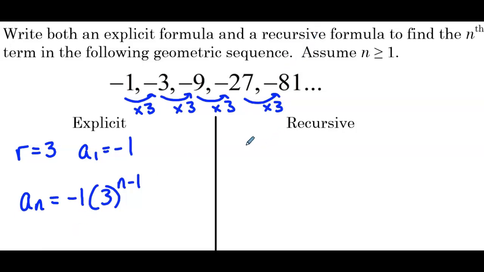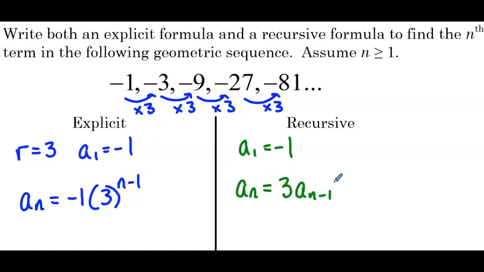Recursively, our first term is negative 1. And then how do we get from one term to the next? We multiply by 3. So a sub n is 3 times a sub n minus 1. A sub n minus 1 being the term before a sub n. Okay, so again, to emphasize the use, explicit formula is really useful if we want to find the 50th, the 100th, the 1000th term of the sequence, because all we have to do is plug that n value in.